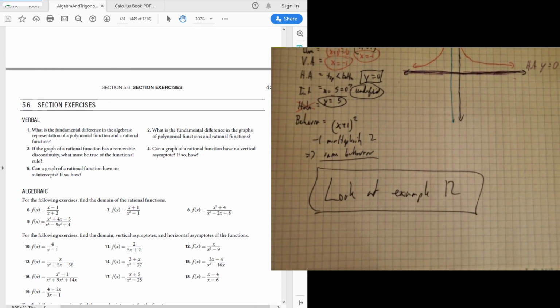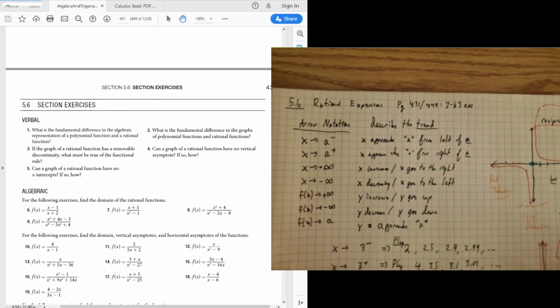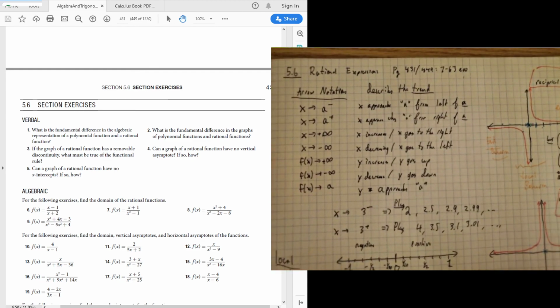Don't forget your homework assignment. It's shorter than many of your other ones because each of these problems just takes a lot of time and a lot of effort. So make sure you're keeping track of all your parts. Note each of the pieces we found today and how we found them, as well as your new notation for arrow notation. Today was section 5.6, Rational Expressions and Functions, page 431/449, 7 through 63, every other odd, and that'll be it.